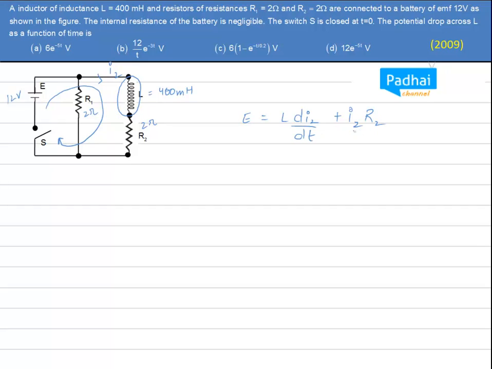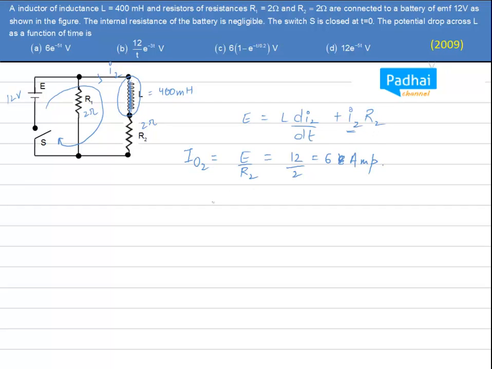Now what is the initial current? Initially the inductor behaves as a short circuit, which means it does not show any resistance. So if we assume that this is short circuited, I0 would be E by R2, which is 12 divided by 2, equal to 6 ampere. Now I got the I0 value.